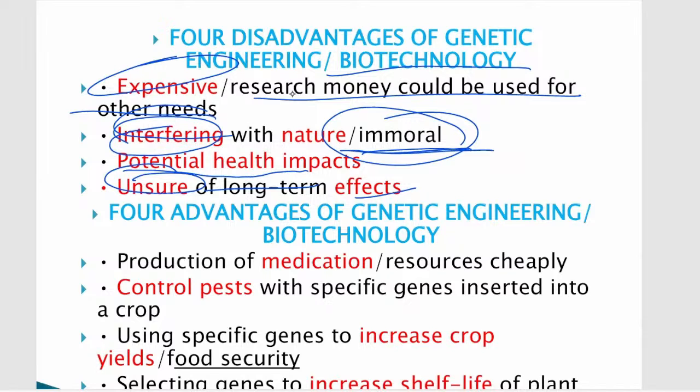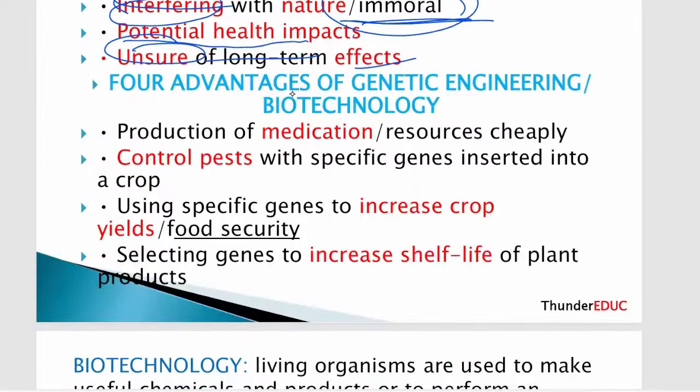But there's nothing we can do. If we don't do that, we're going to starve. So in most cases, genetic engineering or biotechnology helps us to get enough food. It increases food security. There's nothing we can do. We just have to eat. But we don't know the long-term effects. So those are some of the disadvantages of genetic engineering. Let's go.